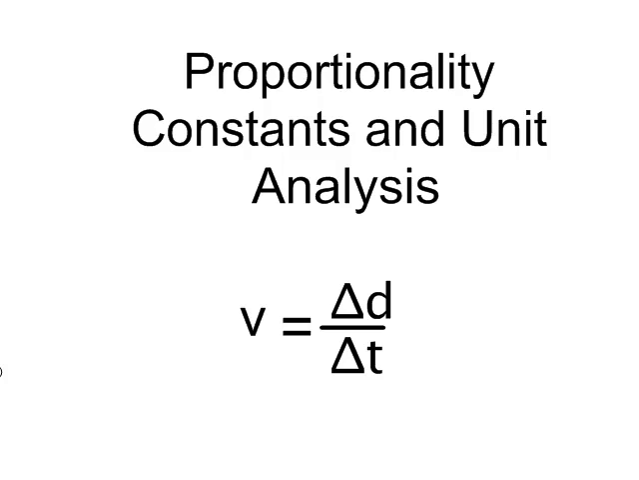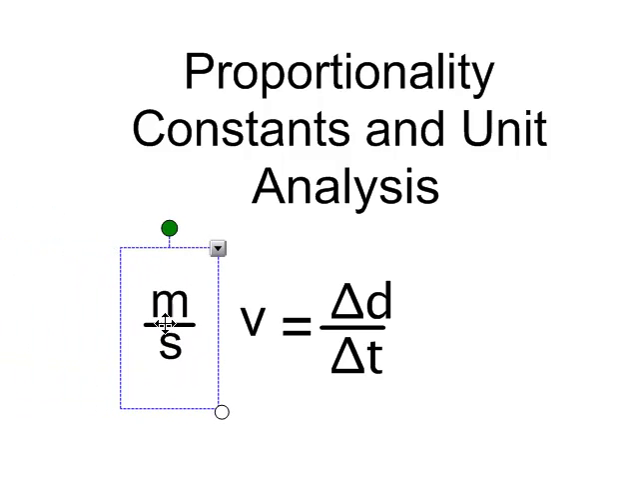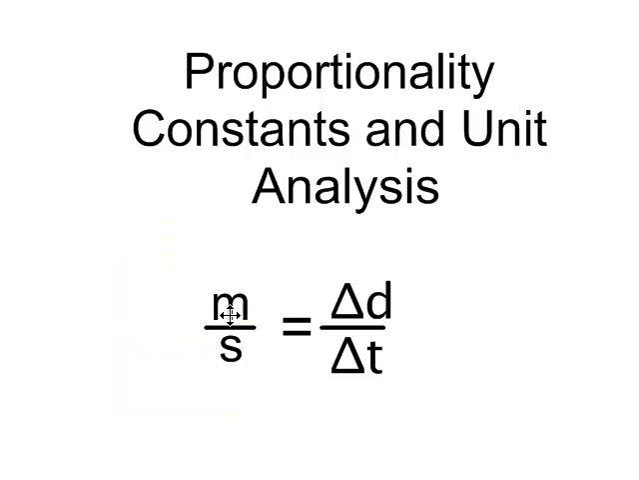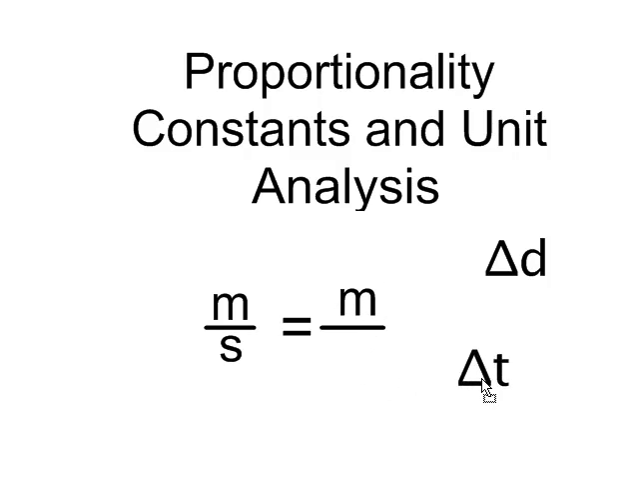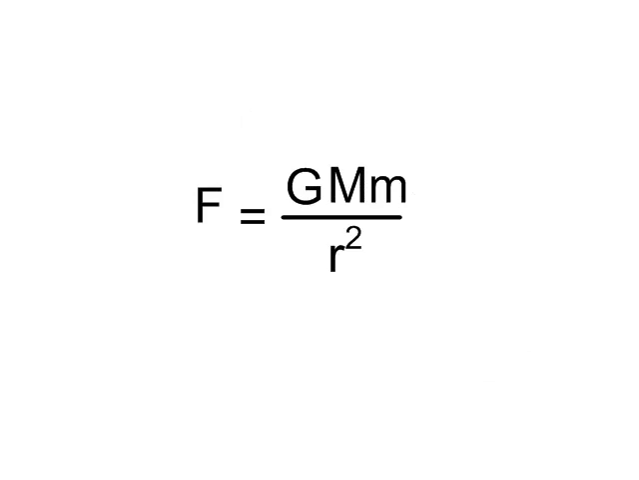Well, the units of velocity, of course, everybody knows are meters per second. And that all works out because, of course, the units of displacement are meters, and the units of time are seconds. And so we can see the left side and the right side both have identical units. What happens, though, when we're dealing with a proportionality constant?